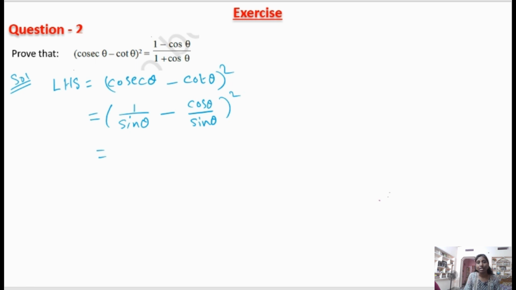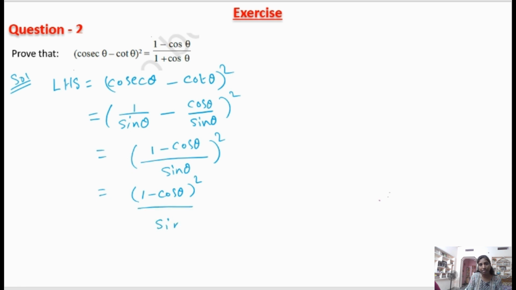Now see the right hand side also. We have to reach this cos terms. Okay, so here we have to take LCM here, sine theta. Now here 1 minus cos theta, now whole square, taking LCM. Okay, now separate. Okay, 1 minus cos theta whole square by sine square theta.